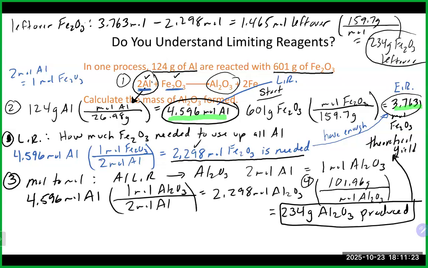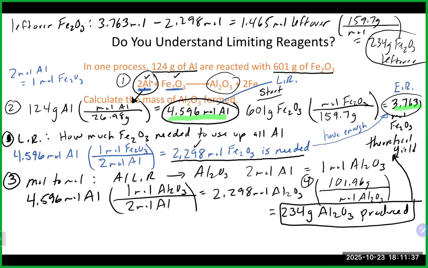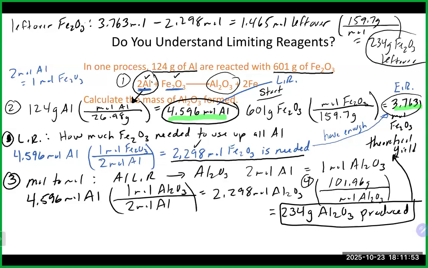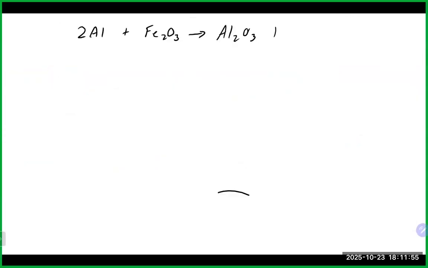All right, so I'm going to roll through this problem one more time and show you the ICE table method in case you would like to use that, just so you can see it and see we should get the same answer. So let me just copy that stuff over. We've got 2 aluminums plus our iron 3 oxide, going to make our aluminum oxide, and we've got 2 irons there.